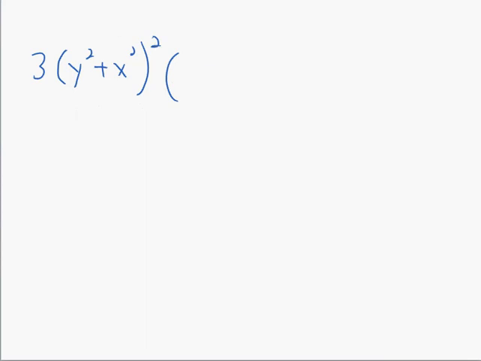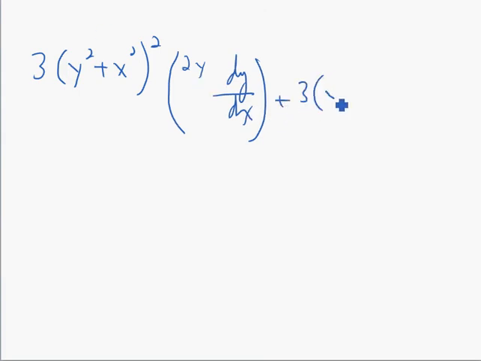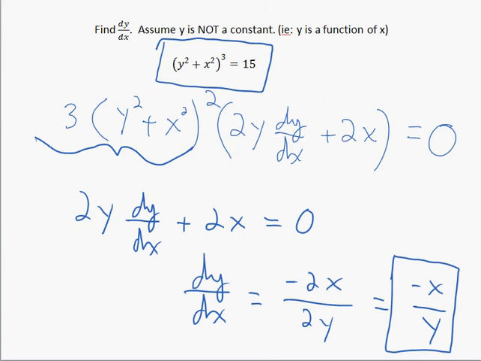So 2y, whoops, dy/dx, so we're multiplying by there. Let's get rid of this. There we go. 2y times dy/dx. And that's going to be plus 3(y squared plus x squared) squared times 2x, I believe. Yep, that's 2x right there. So times 2x.